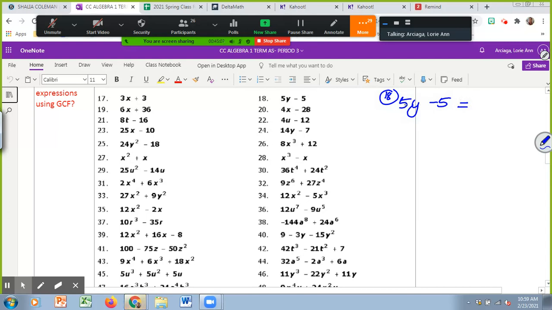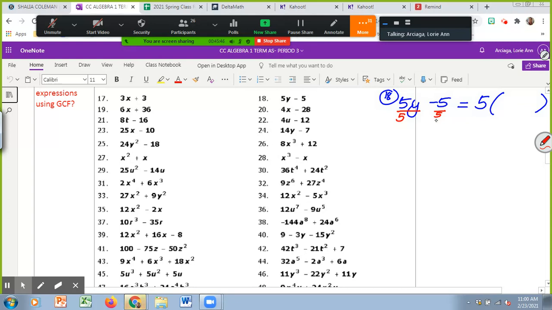What's the GCF of 5y and 5? So what can divide both of them? What can divide both 5y and negative 5? 5, very good. So we're going to write 5. But this time, it now has a plus or a minus in between. So we will again put the other factor inside the parentheses. If you're more visual, you will divide each of them by the GCF so you can figure out what the other factors are.